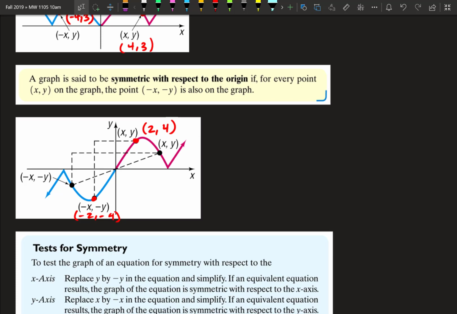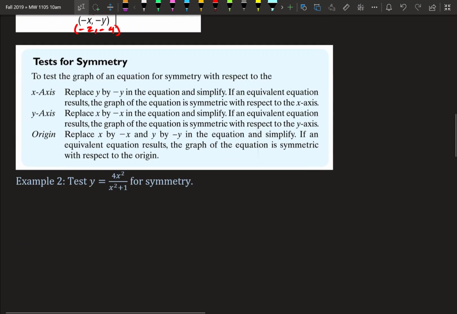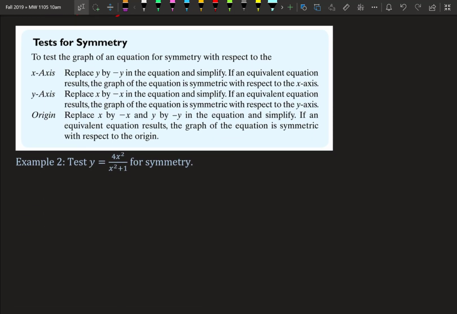But guess what? You treat it the same exact way if you want to test for symmetry using algebra. To test the graph of an equation for symmetry with respect to the x-axis, you replace y by -y in the equation and simplify. If an equivalent equation results, the graph of the equation is symmetric with respect to the x-axis. And it's the same all the way down. If you want to test for y-axis, you replace x by -x. And if you want to test the origin, you switch both. You have to test all three.